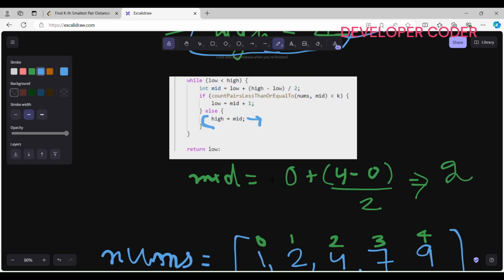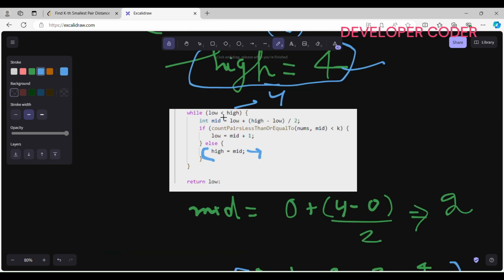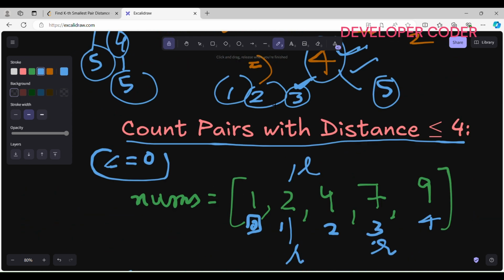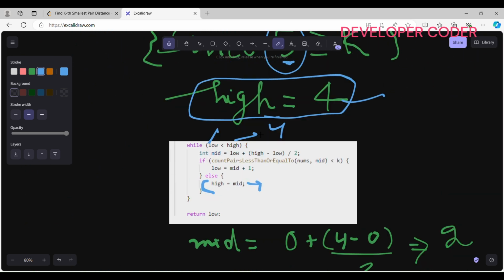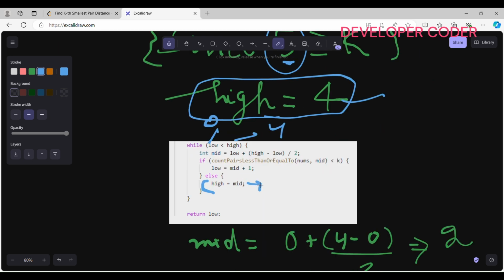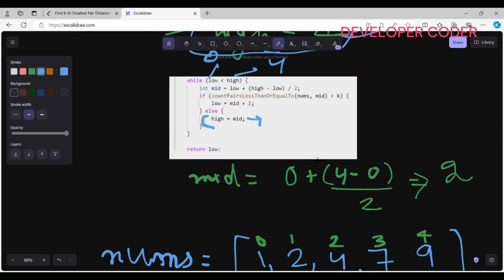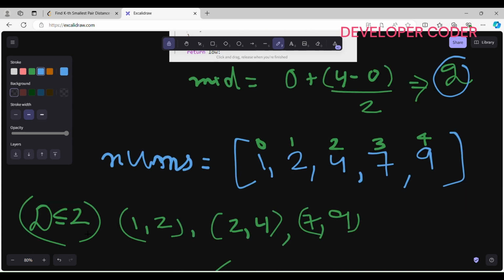Again high is 4, and low is still 0, see here, low is 0 only. So I can execute this while loop. Now again we have to calculate mid. Mid is low plus high minus low, so low is 0, 4 minus 0 divided by 2, so mid is 2. So let's calculate the pairs in which my distance is less than or equal to 2.